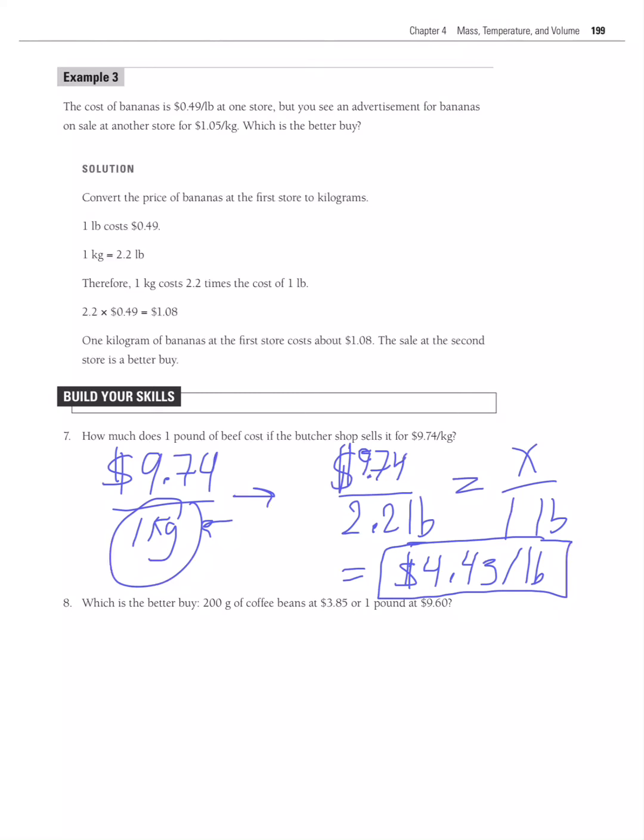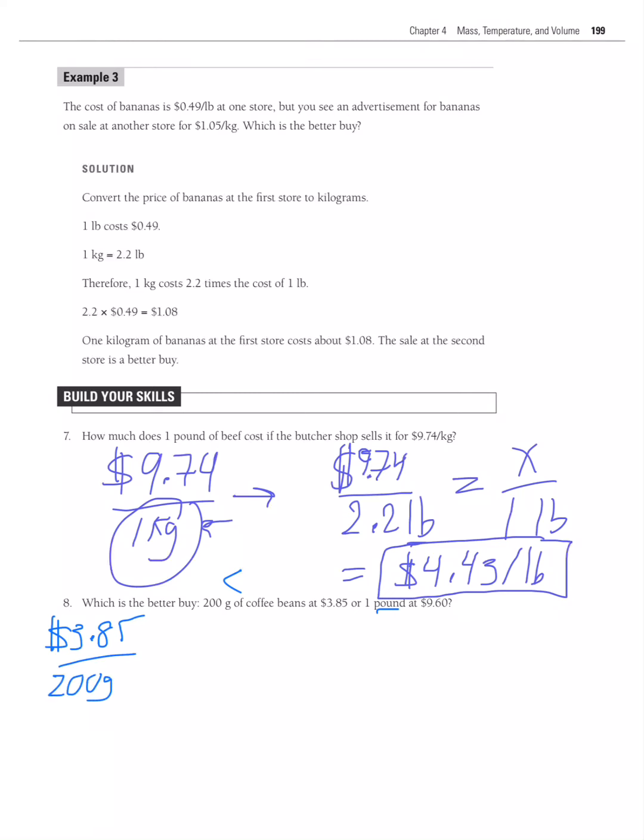Last question here. Which is the better buy? 200 grams of coffee beans at $3.85 or 1 pound at $9.60? We basically have to either change the grams to pounds or the pounds to grams. I'm going to change the pounds to grams, but it doesn't really matter. So for $3.85, I can buy 200 grams.